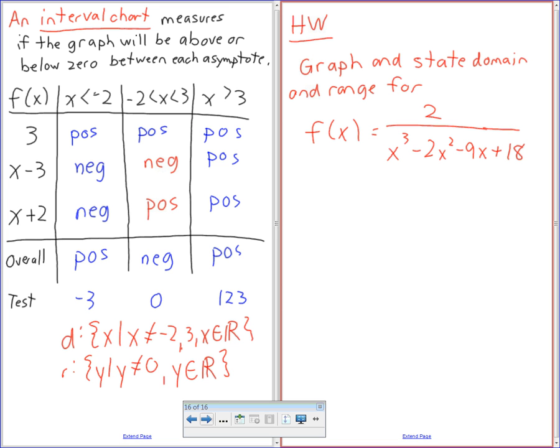Well, this is one that has cubics in them, right? So there'll be lots of common factors going on here. Okay, you can do it.